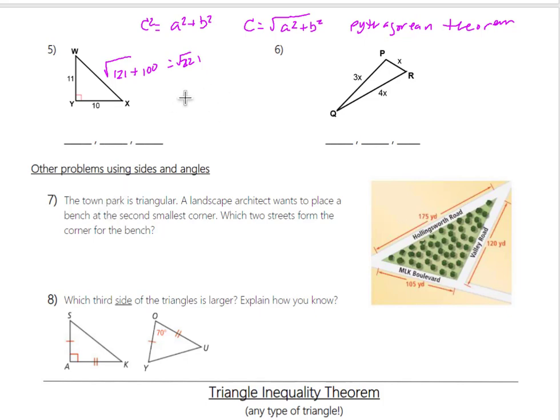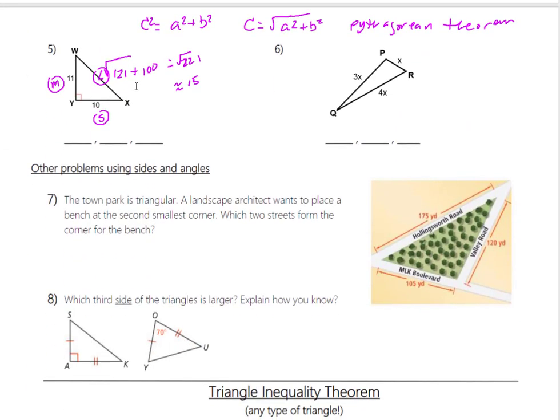Y is going to be the biggest angle because that's opposite the 14.9 side. X is opposite the 11 side. That's going to be the middle size length. And 10 is the smallest side. So angle W is going to be the smallest angle. So we're going from, I think, large to small.